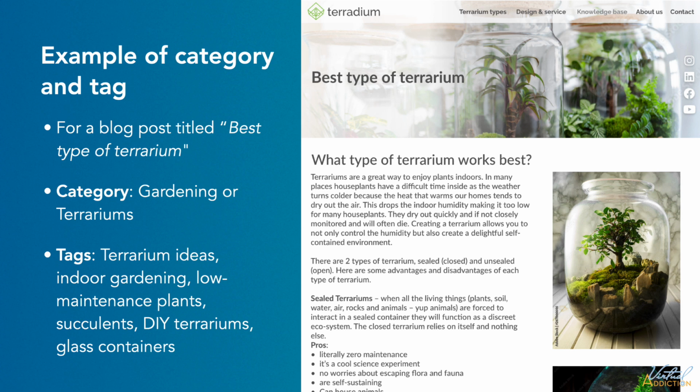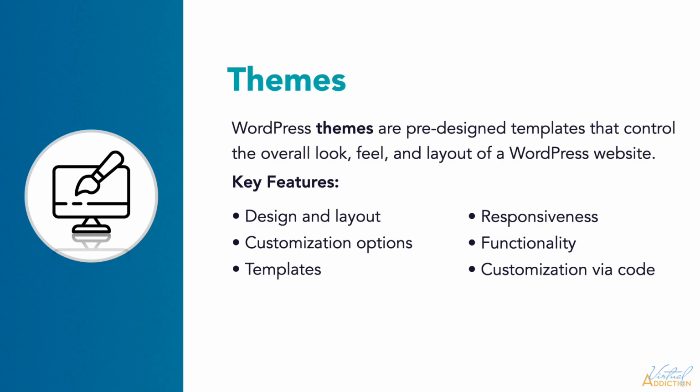So think about using the categories for those broader topics, things like gardening or terrariums. They'll help structure your site and make it easy for readers to navigate high-level sections. You'll be using tags for specific keywords that highlight the detailed aspects of the post. This could be related to the material, types of plants, or specific techniques. Tags create connections between similar posts on your site, even if they belong to different categories. This setup ensures that the post is well organized and optimized for search and navigation.